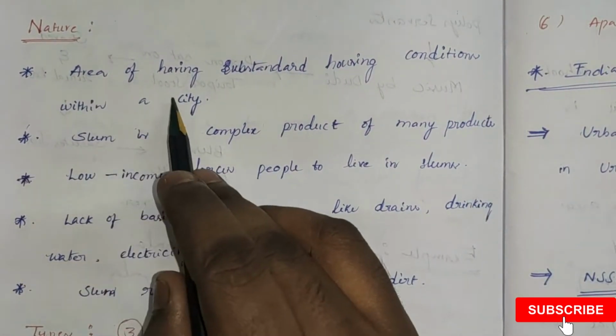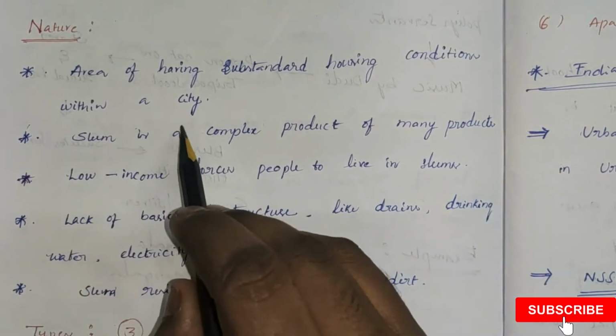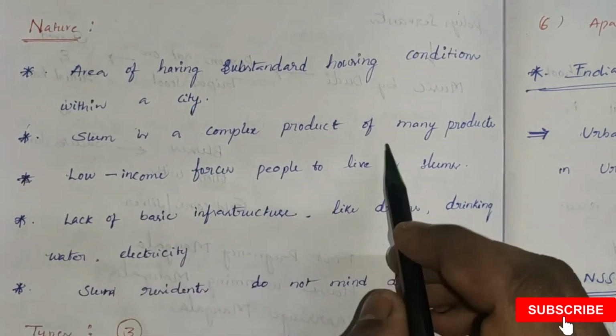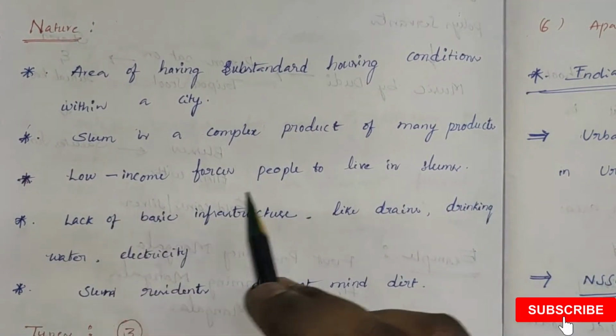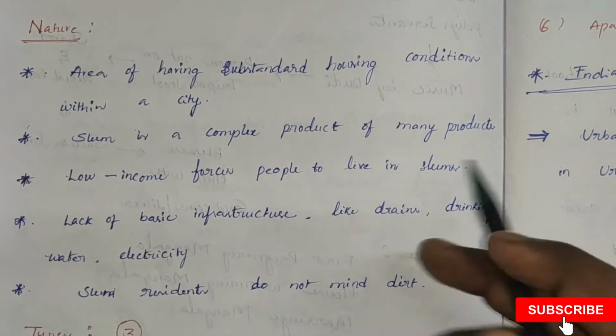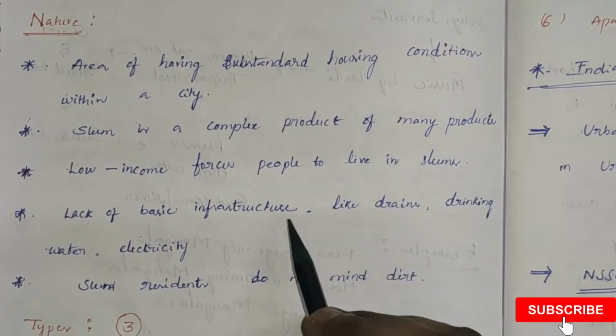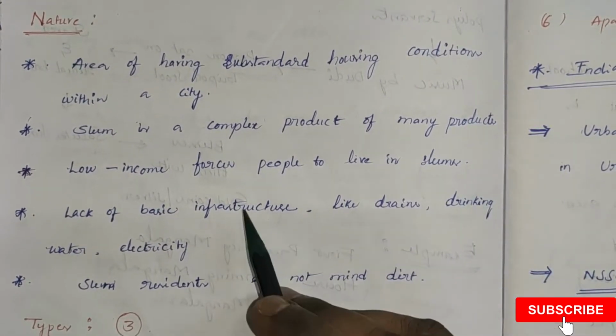A slum is an area having substandard housing conditions within a city. No proper housing conditions are available in a slum. A slum is a complex product of many factors, and low income forces people to live in slums. Poverty is also one of the factors for the emergence of slums.